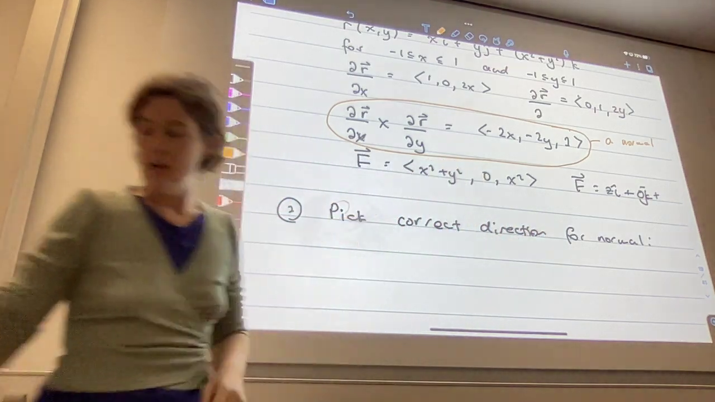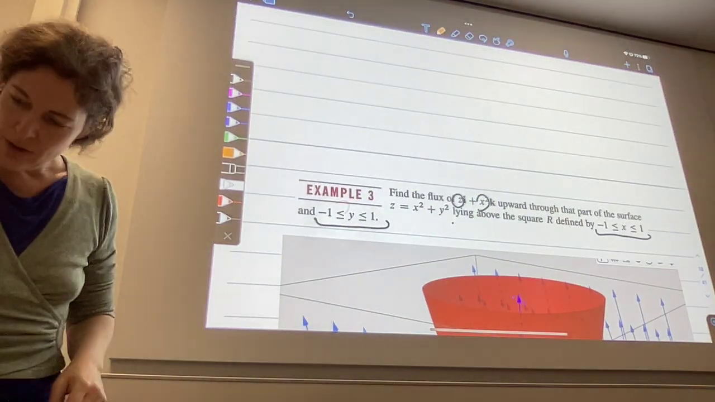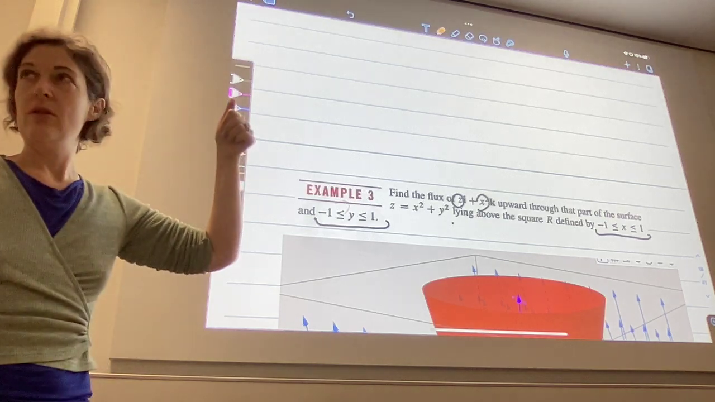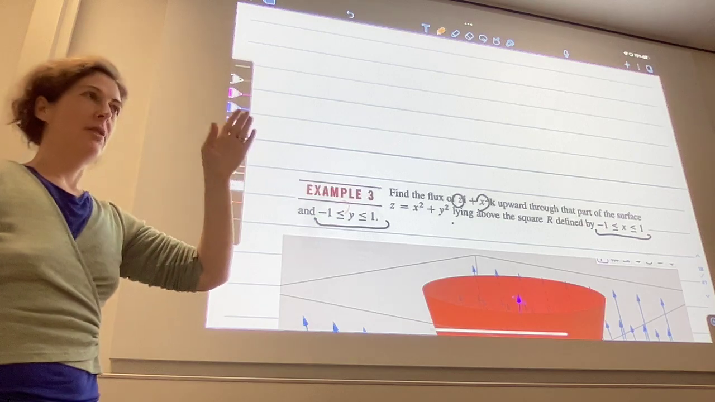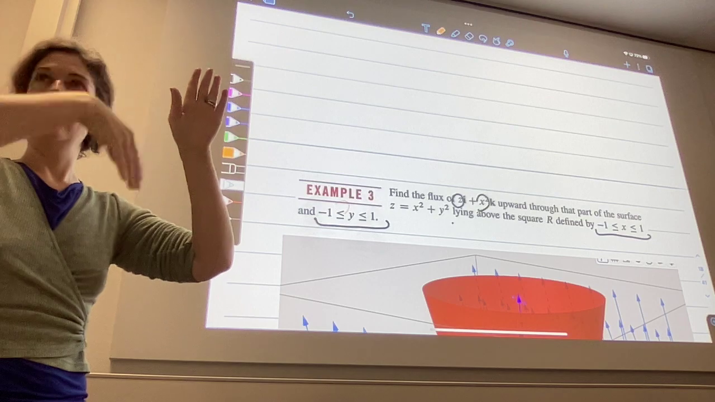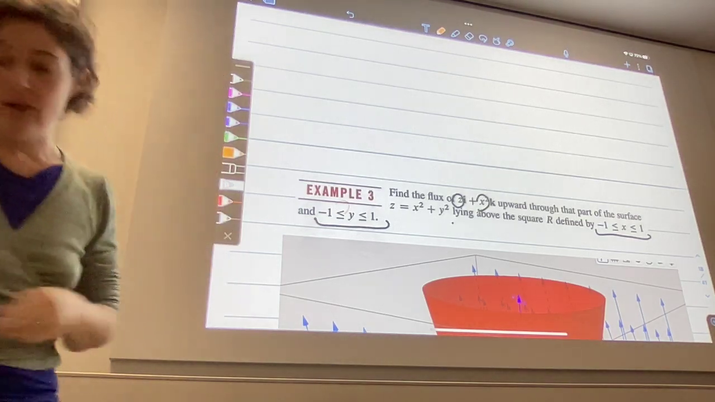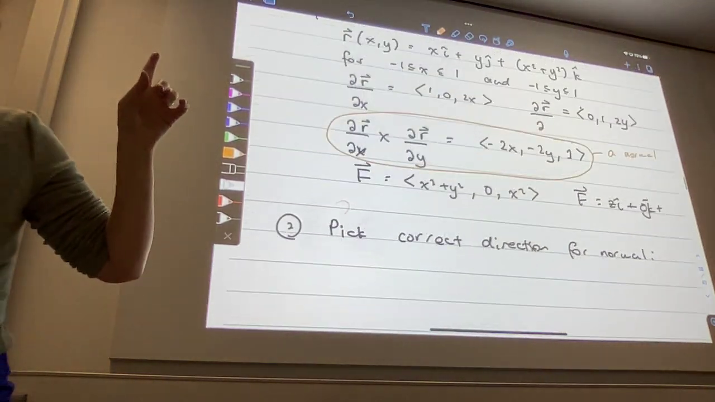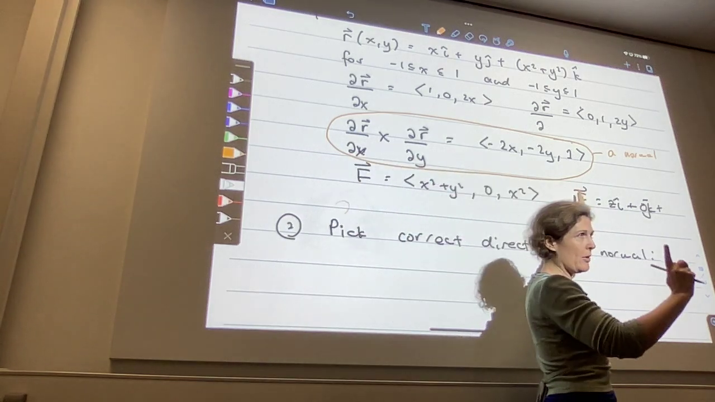Well, it says here that we want the flux going upward through that part of the surface. So we want up to be the direction of our normal, because then if it turns out that our flux is going entirely downwards, we should get a negative value, as in flux is not going upward, it's going downward. So up means we want z to be positive. So in fact, this normal will do fine because our z component is positive.